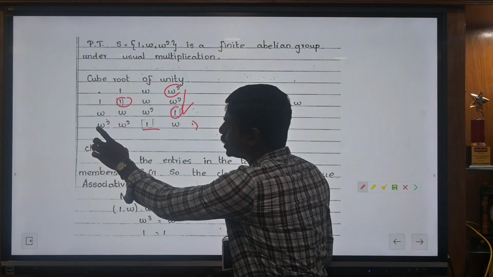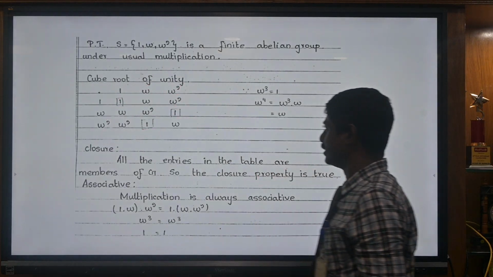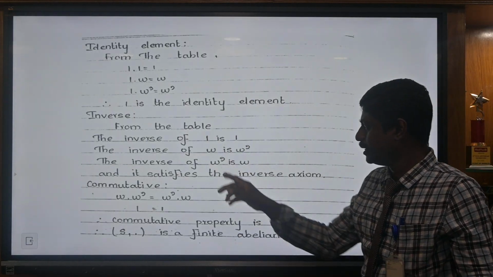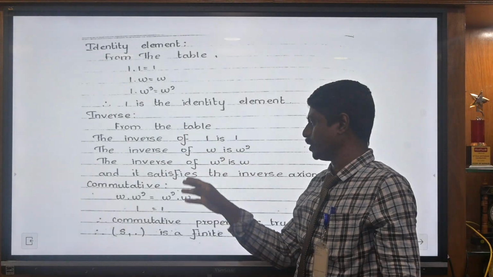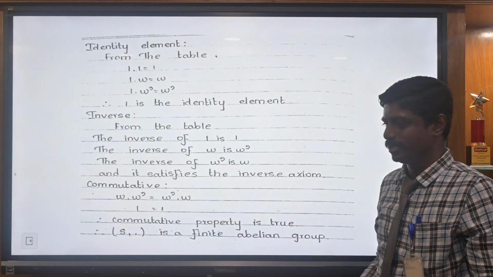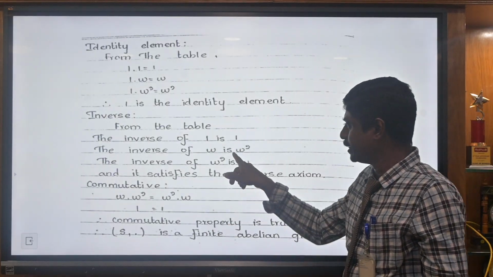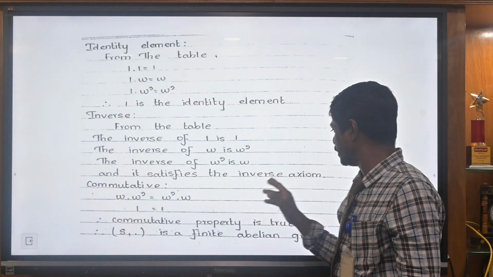So inverse of omega square is, just think of. You see, inverse of 1 is 1. I show the table. Inverse of omega is omega square. Inverse of omega square is omega. You see the corresponding one. Just see the upper level and write the corresponding value. And it satisfies the inverse axiom.